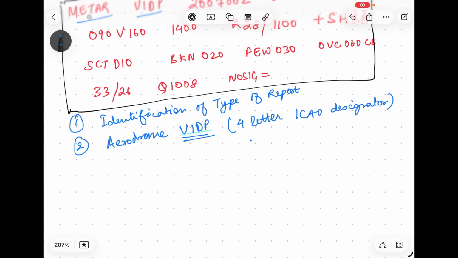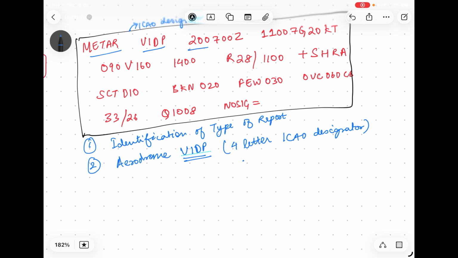The second thing that's written in a METAR is this. Now what do you think this is? I'll just quickly go on because I know I can't hear you guys. So, date and time.